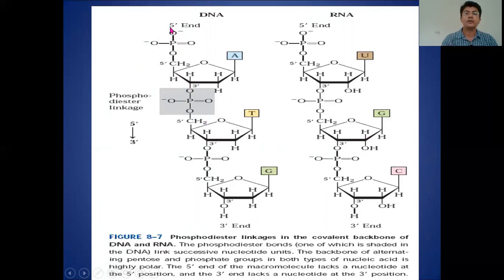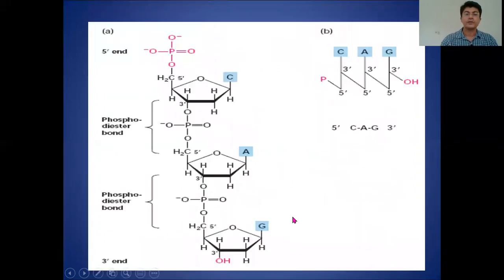Both have two terminal ends, where at one terminal end a phosphate group is free, and on the other terminal end a hydroxyl group is free, and accordingly they are referred to as the 5' and 3' end respectively. So that gives the orientation to the nucleic acid chain.